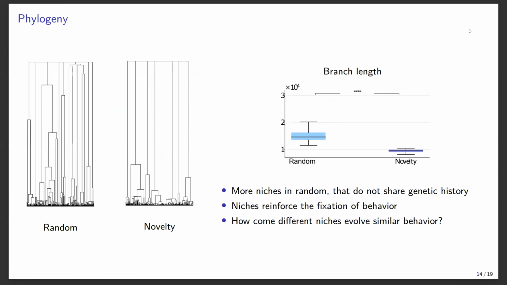Finally, if you look at the phylogeny, that's one of the tools I use to look at the evolution of these things. We see that there are many, many niches that do not share much of the genome, the genetic history. These niches are more numerous in the random case than in the novelty case. This suggests that those clusters that we saw start very early on in the evolution and then stay isolated throughout the evolution.